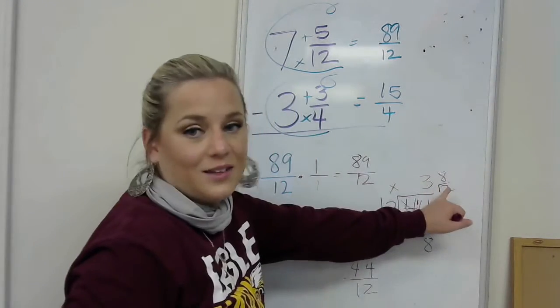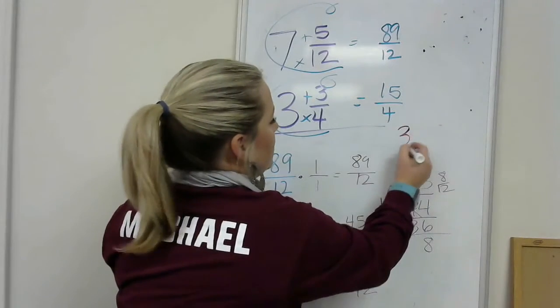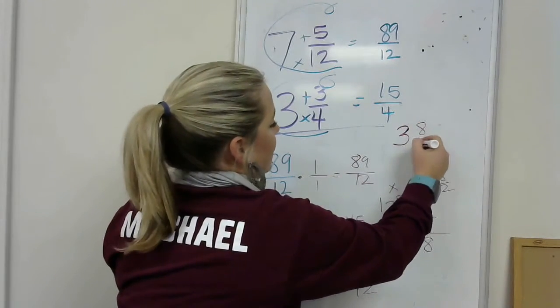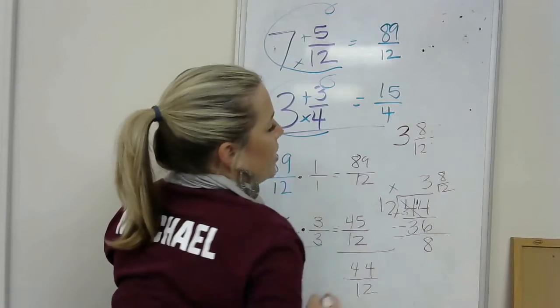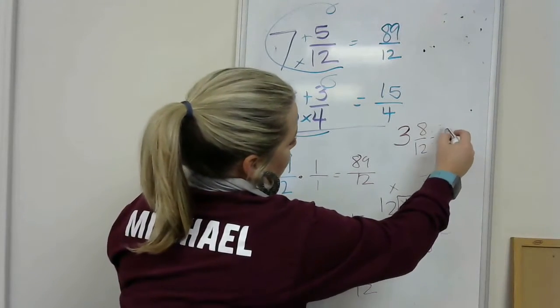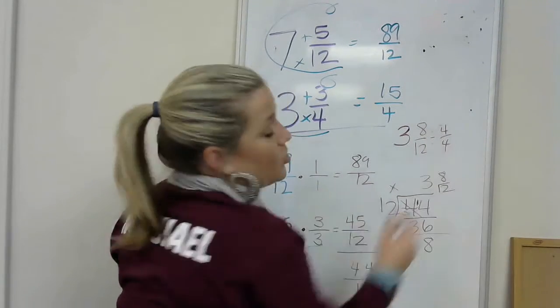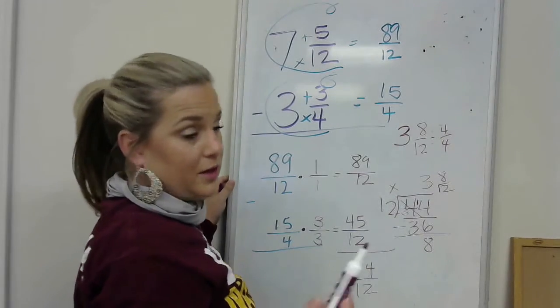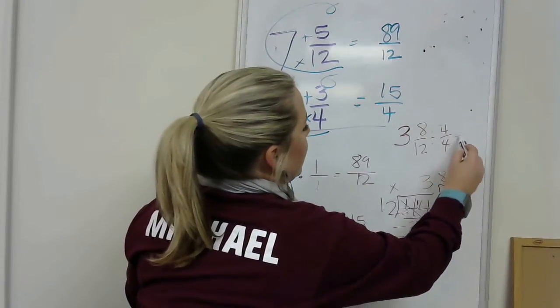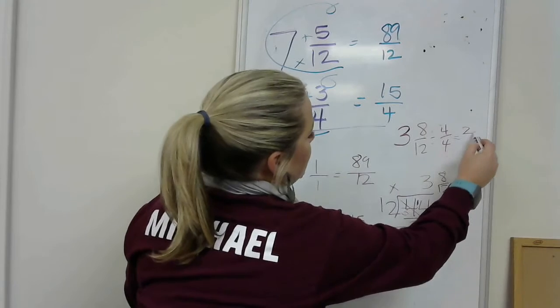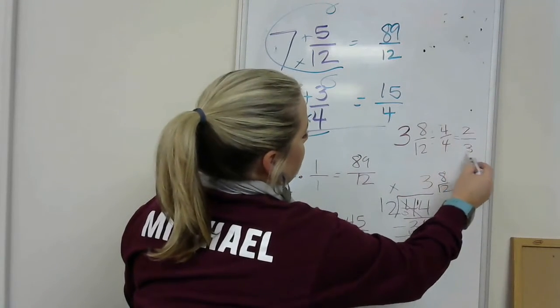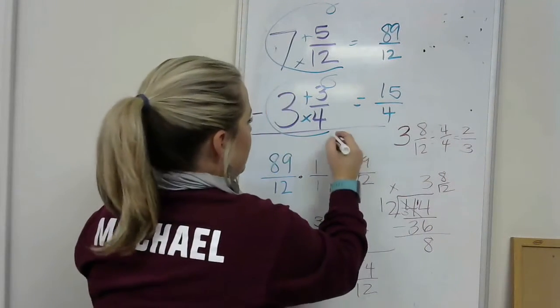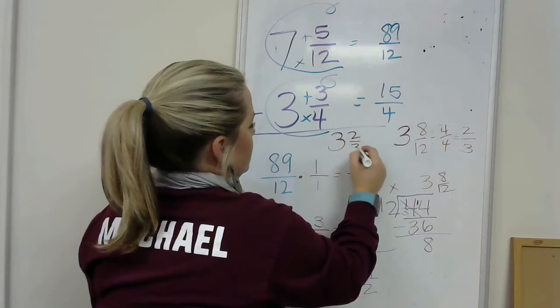Now, that is not in simplest form. So look at all this work. See? Definitely going to have scratch paper. So I can divide both of these by 4. You could also do 2, but you'd have to do 2 again. And 8 divided by 4 is 2, and 12 divided by 4 is 3. So the answer would be 3 2/3 in simplest form.